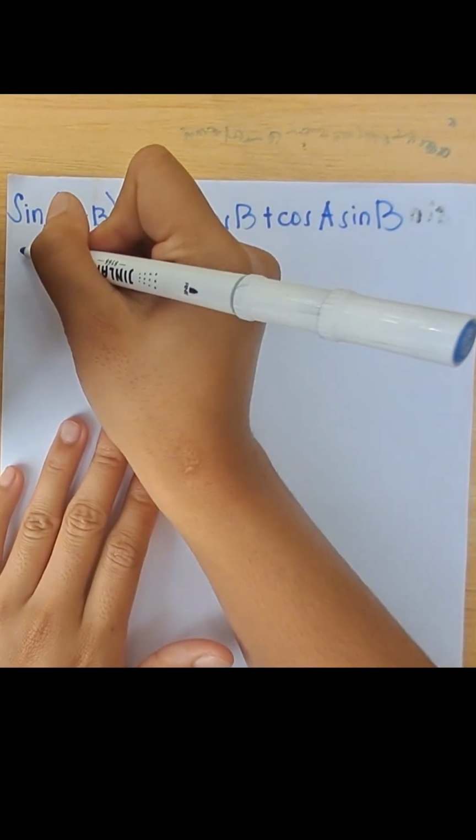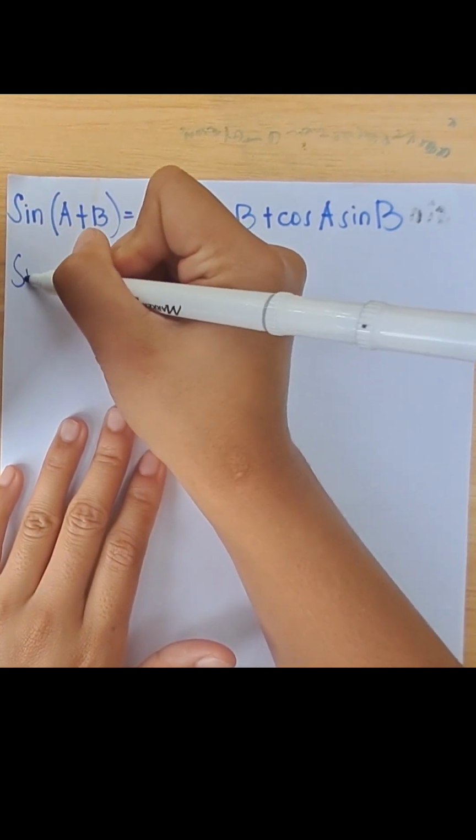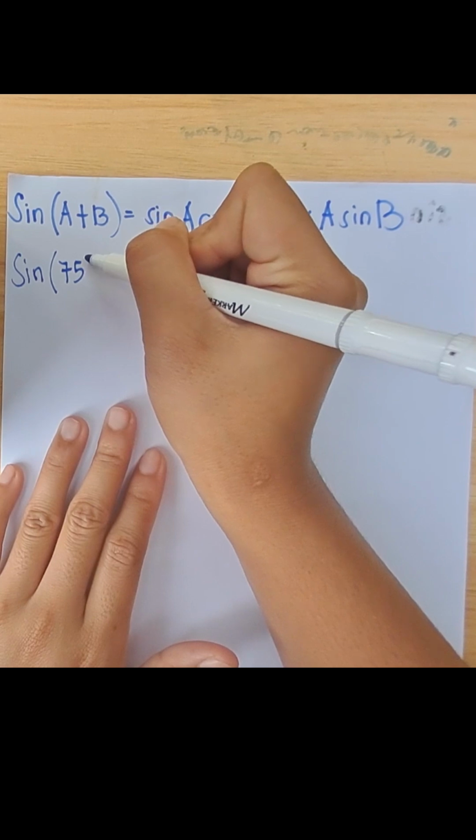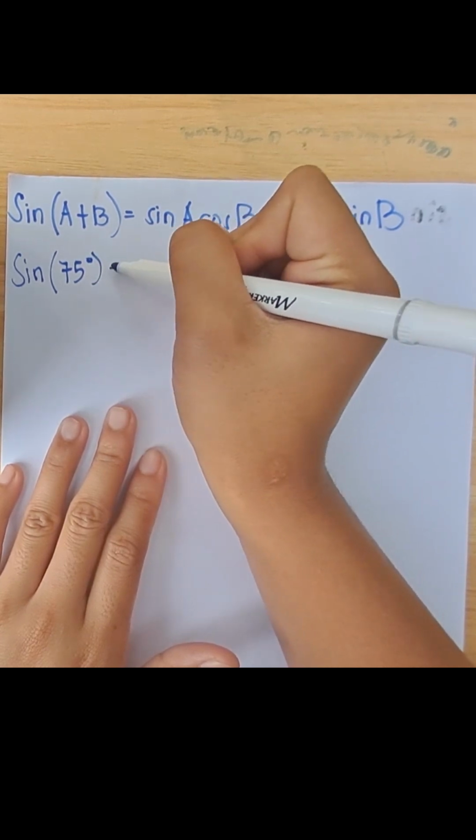To find the sum of the function, we have the formula sine A plus B equals sine A cosine B plus cosine A sine B. Example, if we're going to find the value of sine 75 degrees.